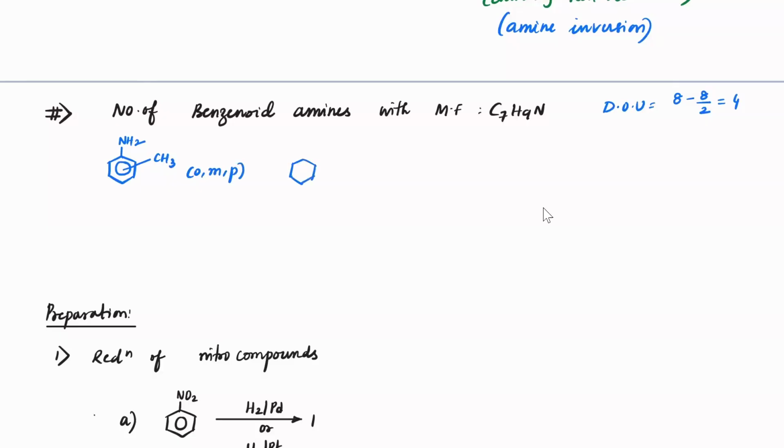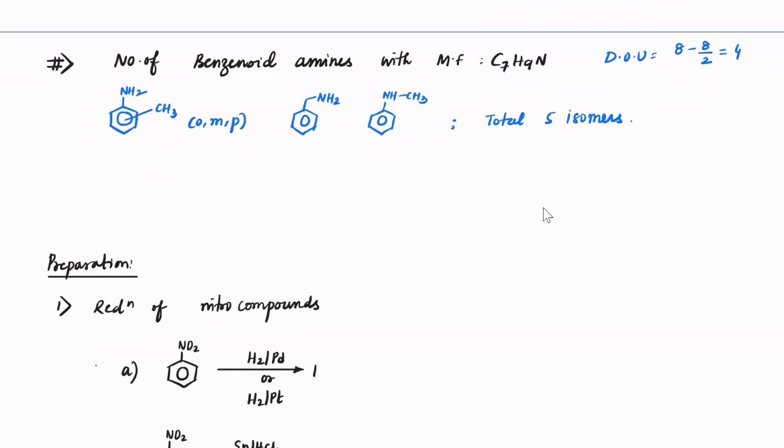And I can keep methyl here and then NH2 here. So that is one compound. Or I can keep NH at the center and put CH3 here. So that is another one. So in total we got 5 isomers. These are the benzenoid forms.